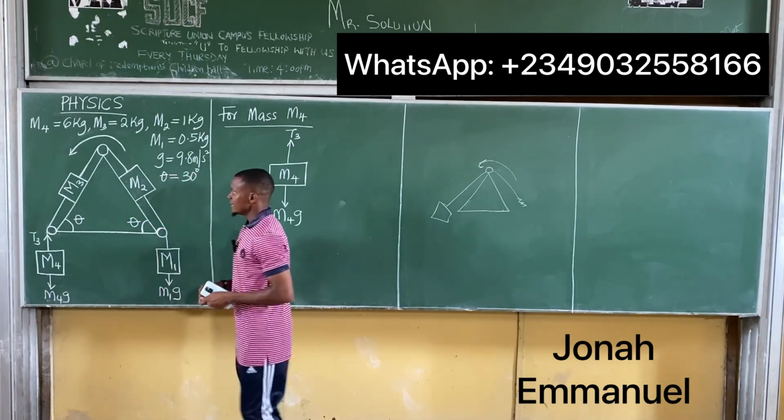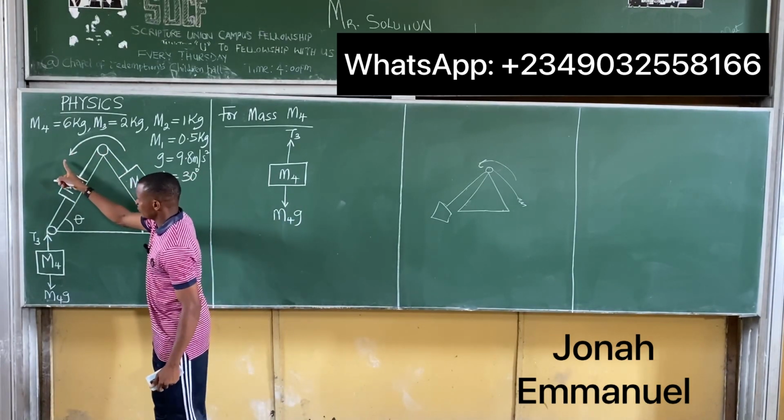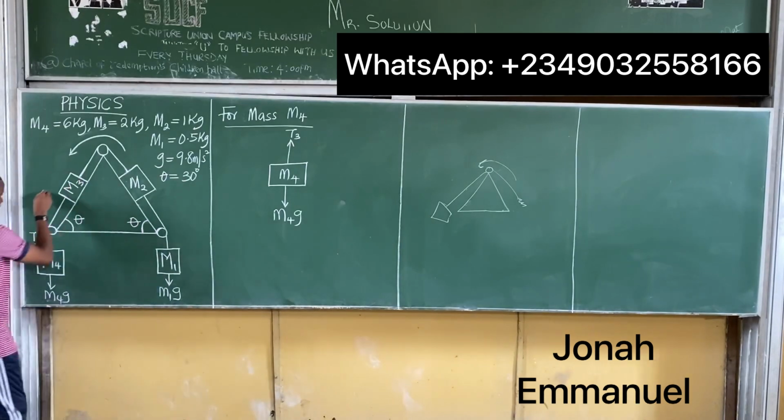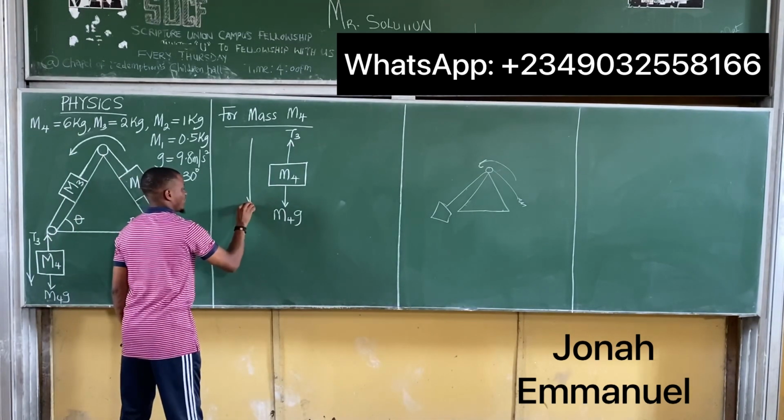All right, so let's resolve this. First things first, let's get the direction of motion. We said this is coming downwards like this, so that's going down this way, and hence, this is going down like this. So for M4, my direction is downwards. So hence, I'm taking a downwards direction.